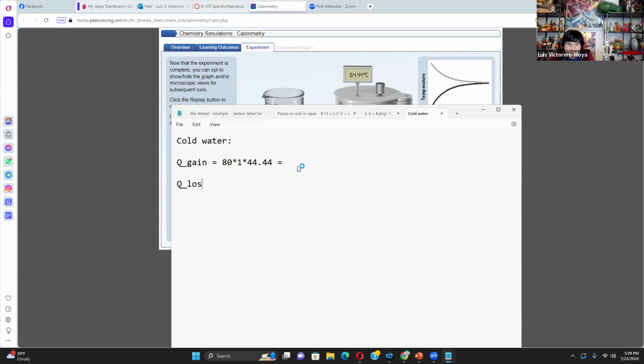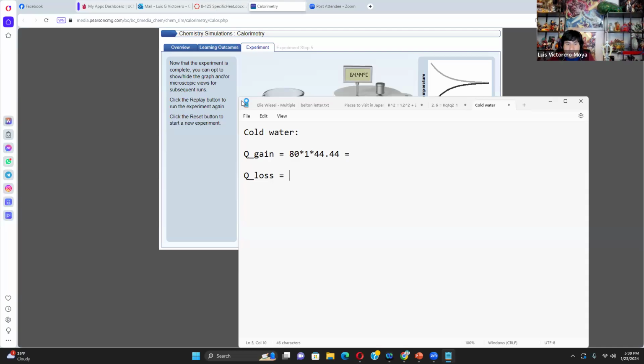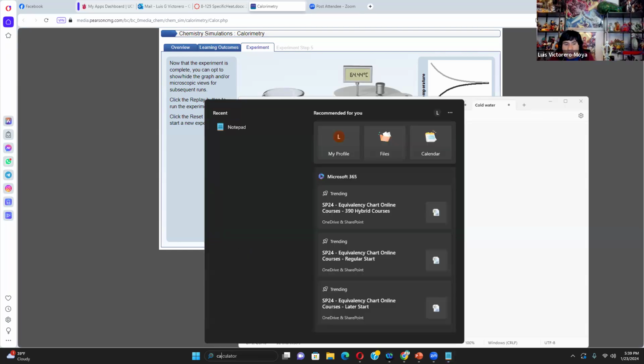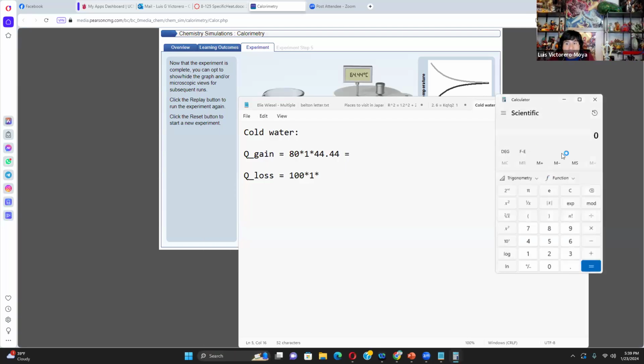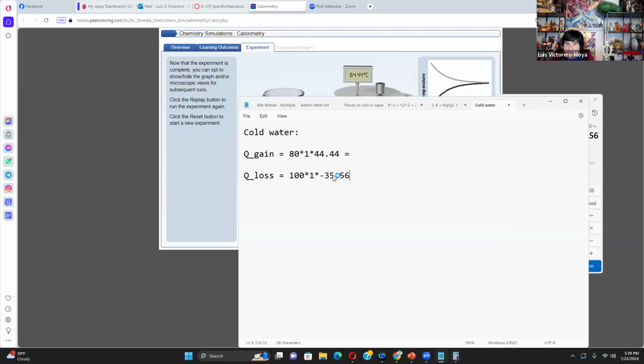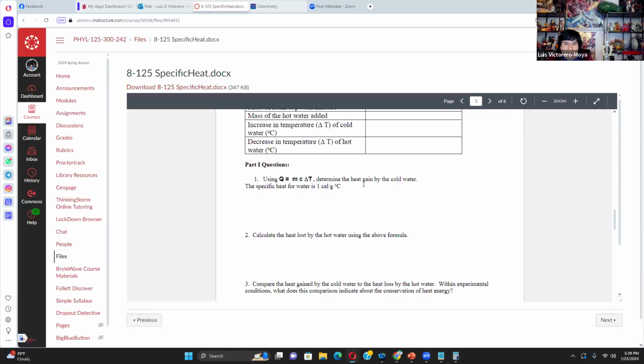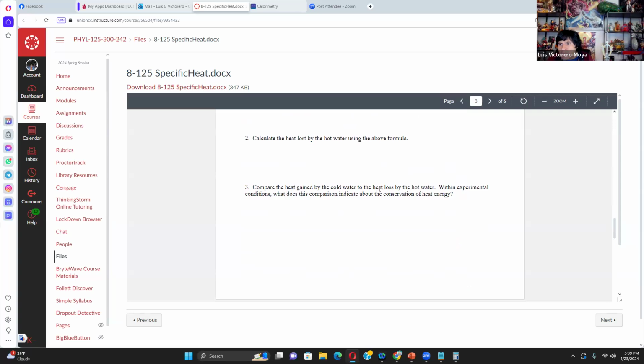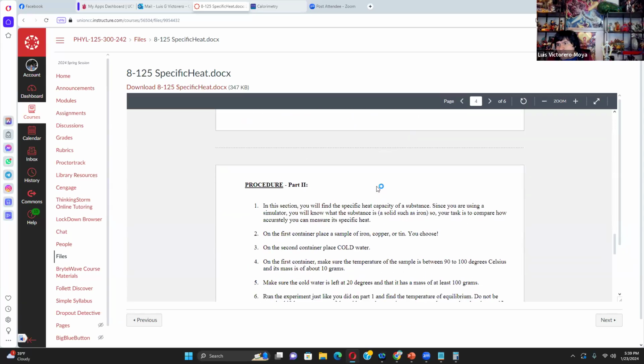The heat loss by the hot water will be the mass of hot water, which was 100, times 1 specific heat, times 100 minus 64.44. Now, if you want to keep it more accurate, the heat loss should be negative. So you will do that, and that will give you the heat loss in negative because it's being lost. And that's it. That's part 1. Very simple. You want to compare both heats, should be the same. And that's basically for part 1.